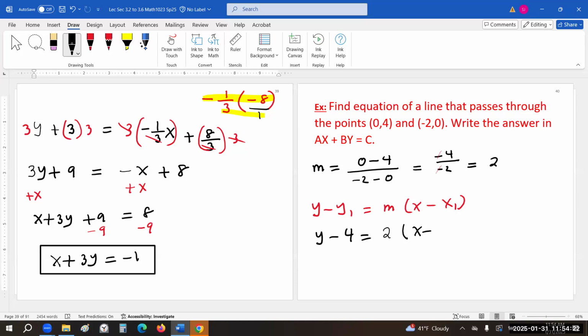So this is in y1. That means what is your x1? 0. So it's x minus 0. We're almost done, but not quite, because it says the final answer has to be standard. So what do you think our next step is? Someone, anyone?